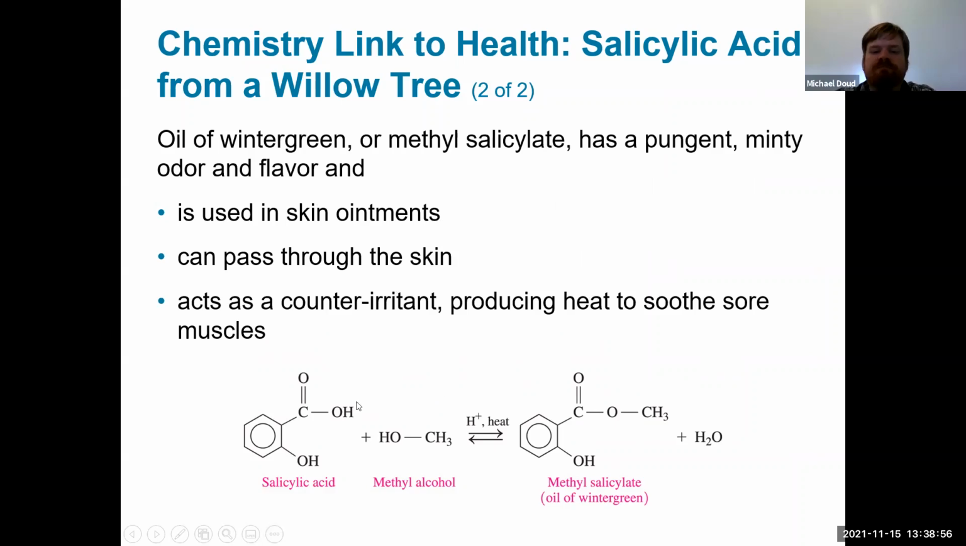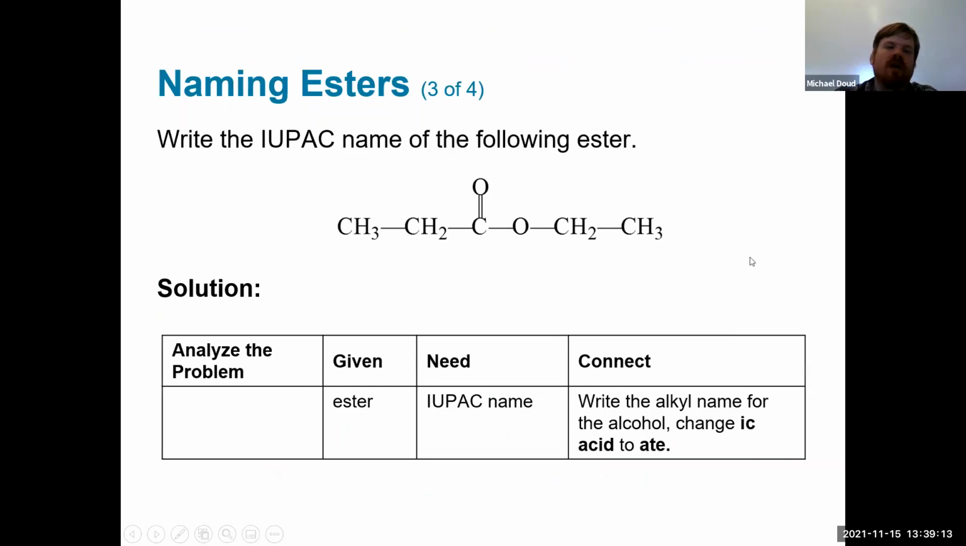So salicylic acid can also be used as the carboxylic acid part of an ester. So by heating it with methyl alcohol and a proton catalyst, you end up with methyl salicylate, which is known as oil of wintergreen.